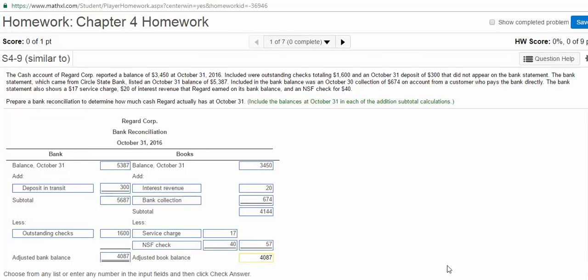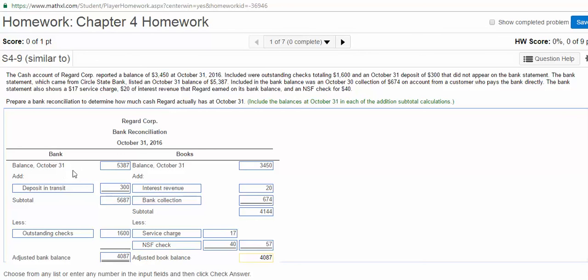You notice the only reason I call the left-hand side simpler and the right-hand side more complex is because the left-hand side just has less elements. It just has deposits in transit and outstanding checks. Another thing you would put here on the bank statement side would be like a bank error, that kind of stuff. But don't hyperventilate about that.